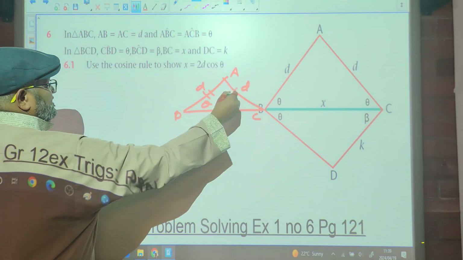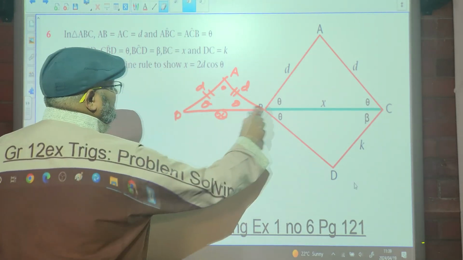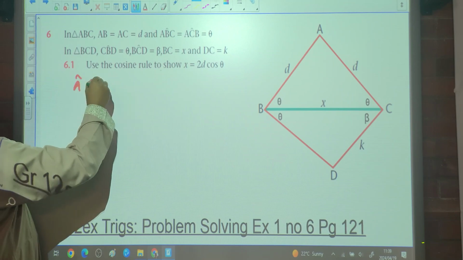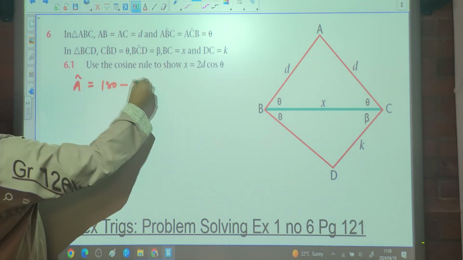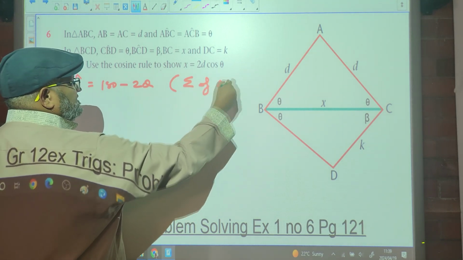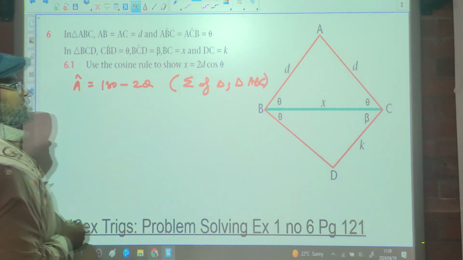So we have two lengths and the included angle, so we need this angle. So are you going to calculate angle A? Sum of angles in a triangle. So angle A is equal to 180 minus 2 theta. Don't need this. So right here, sum of angles is in triangle ABC. Okay.